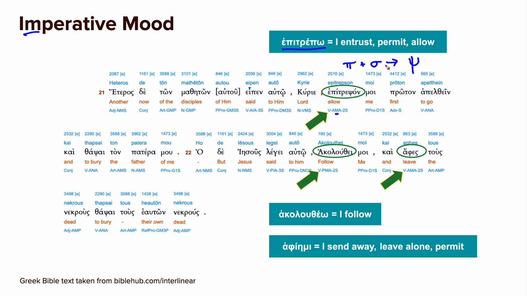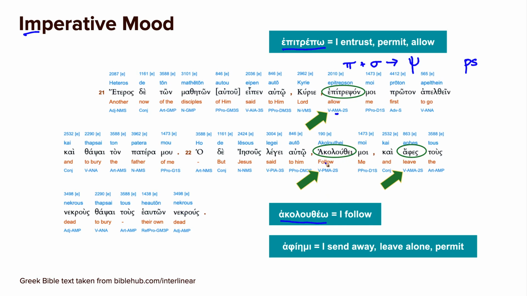So pi plus psi, and that makes sense. Like psychology, we have the same kind of leftover, but ps had its own letter in Greek. So it was nice. Instead of having the pi and the sigma, you just changed it to the psi. So epitrepson moi. Here we have akalutheo, and that means I follow.